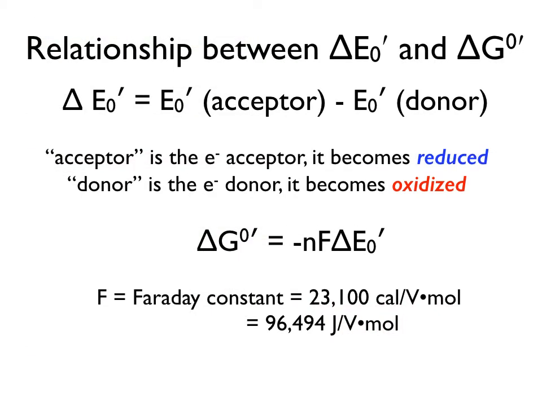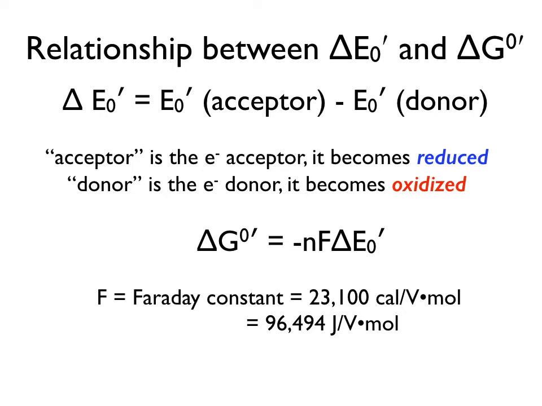All right, so we've talked about standard electrode potentials, and now let's make the relationship between standard electrode potentials and free energy, because this is what we really want to talk about, is energy production after all. So we can write the net electrode potential for some redox reaction, as we've seen, by calculating the difference between the standard electrode potentials of the acceptor half reaction and the donor half reaction. The acceptor is the one that becomes reduced, and the donor is the one that gives up electrons, so becomes oxidized. We can relate these to free energy in the following way.